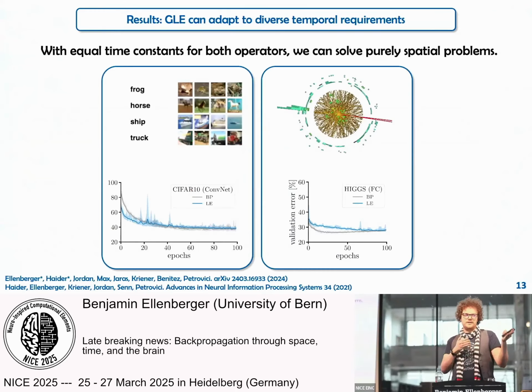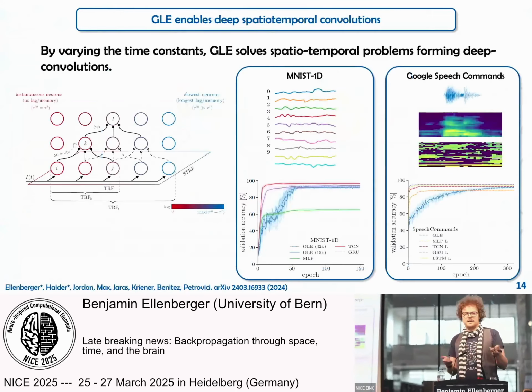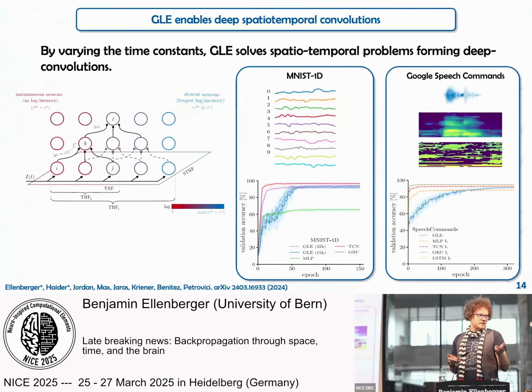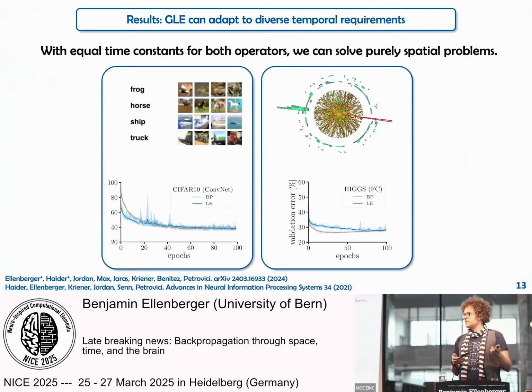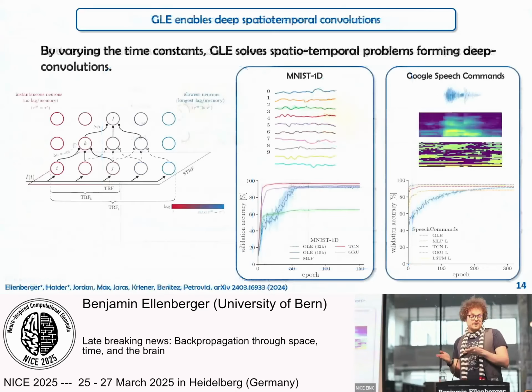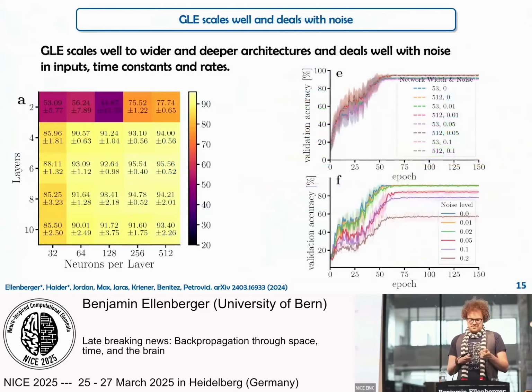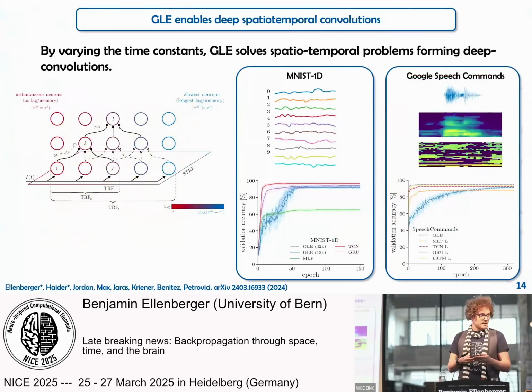Basically, we can solve purely spatial problems, such as CIFAR-10 or the Higgs boson classification. And in the same architecture, if we vary the time constants, GLE can suddenly solve spatial-temporal problems, forming deep convolutions.